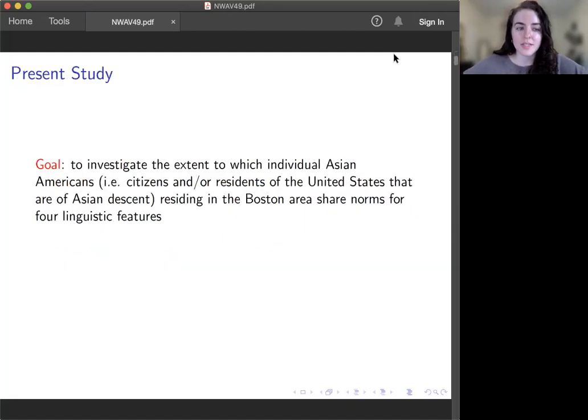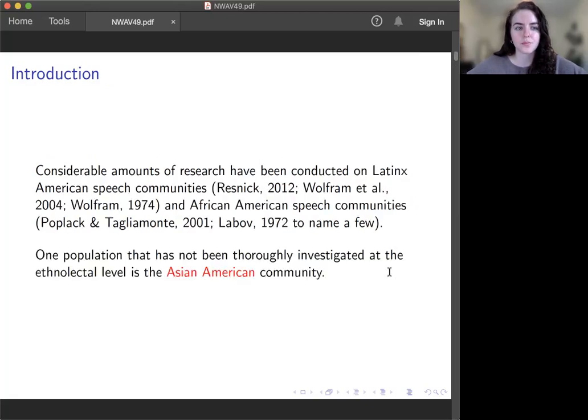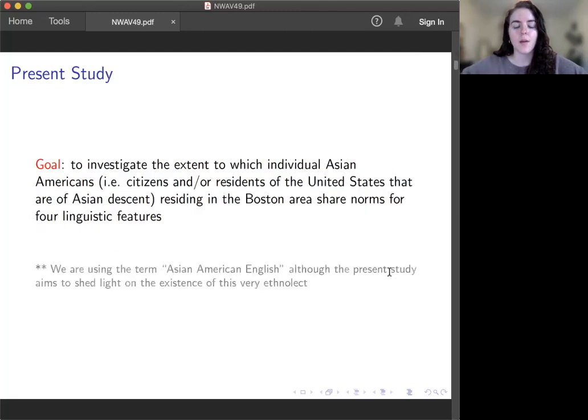But the goal of the present study is to investigate the extent to which individual Asian Americans, which we've defined as citizens and or residents of the United States that are of Asian descent, residing in the Boston area, share norms for 4 linguistic features. And we'll discuss these features at length in the following slides. And it's important to note that we are using the term Asian American English for simplicity's sake, even though the goal of the present study is to shed light on the existence of this very ethnolect.